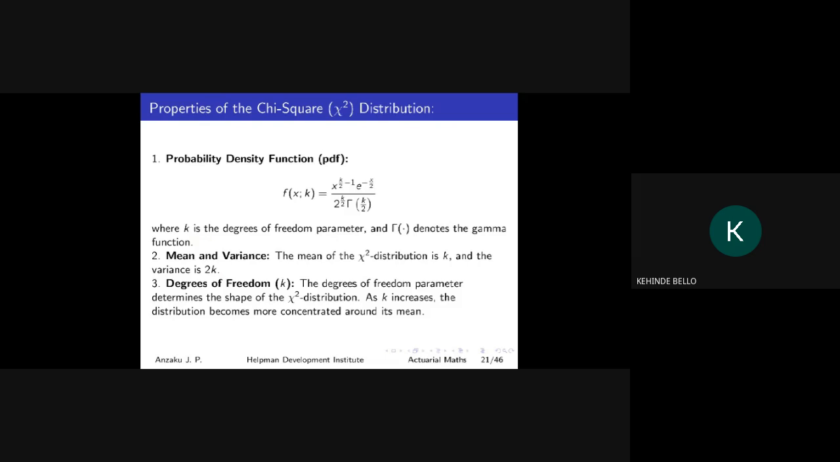Then as k increases, the distribution becomes more concentrated around its mean. Remember that for the student t distribution, we see that as the degrees of freedom v increases, it tends to the standard normal distribution, and the mean approaches 0. But for the chi-square, as k increases, the distribution becomes more and more concentrated around its mean.